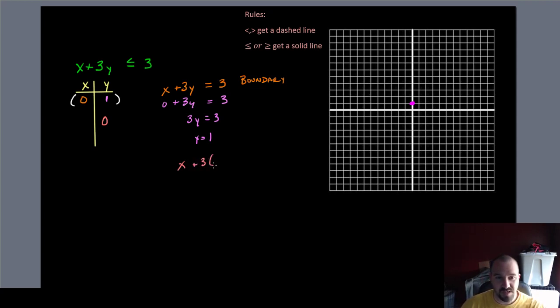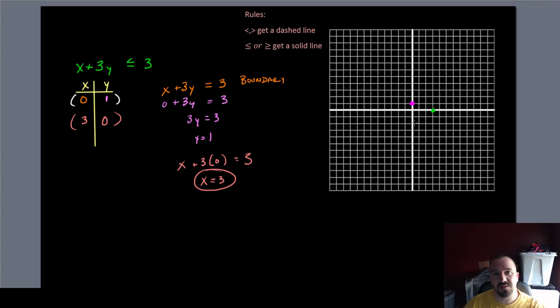x plus 3 times 0 is equal, again, the boundary line, equal to 3. 3 times 0 is just 0. x plus 0 is just x, so x is equal to 3. So my corresponding x is 3. So I've got 2 points now. And I'm going to go ahead and graph that in bright green. So 3, 0 in bright green.